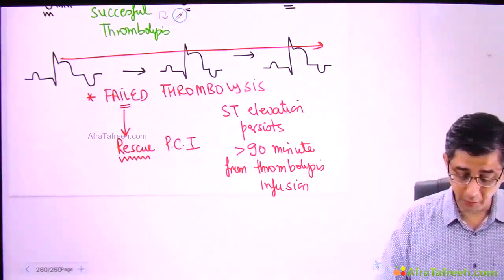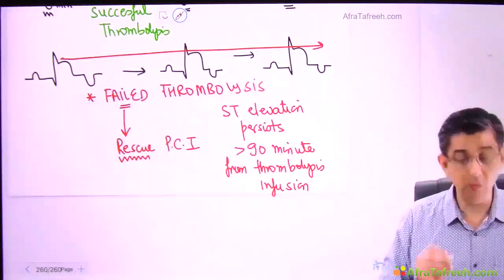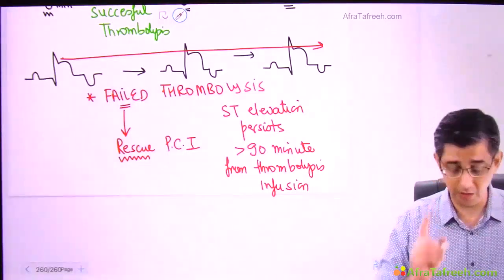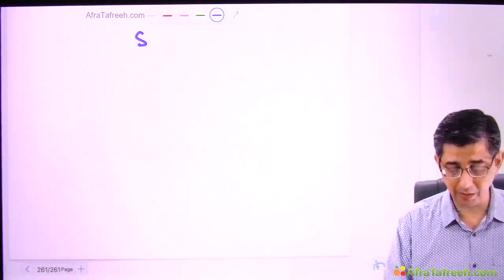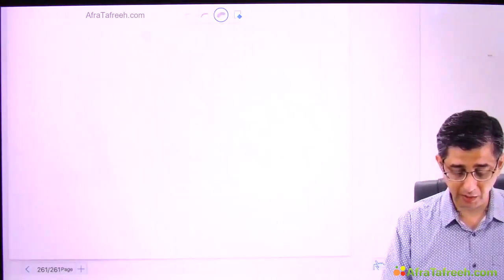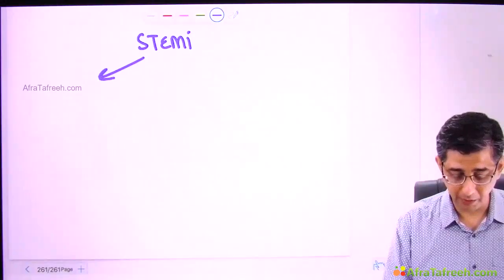So this statement is important. ST elevation persists 90 minutes from thrombolysis infusion. That is when you would be going in for rescue percutaneous coronary intervention. And just to hammer this point once again, we'll practice the aspects that I've just taught you in the previous slide, so that you are able to retain this permanently.